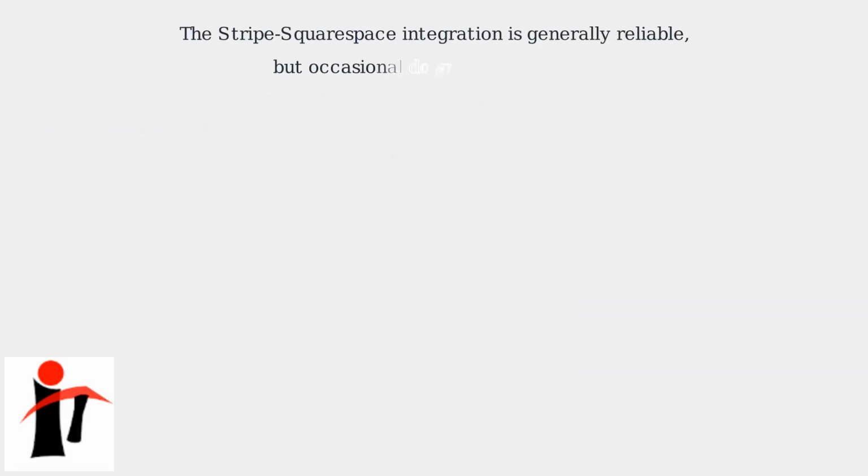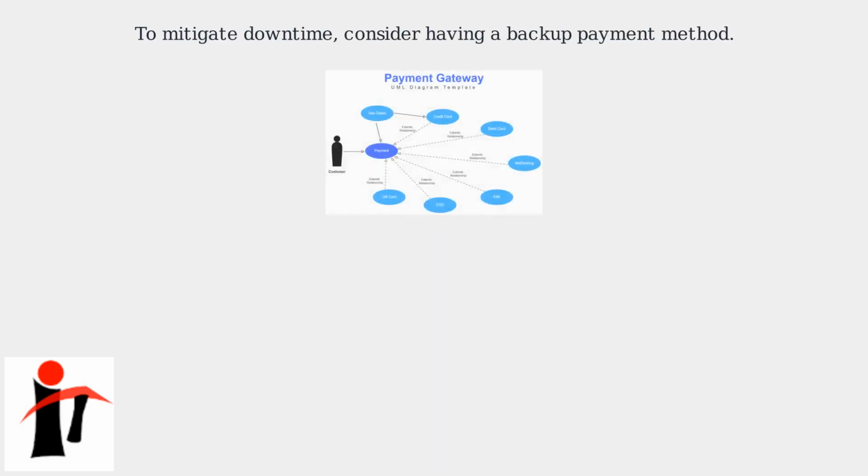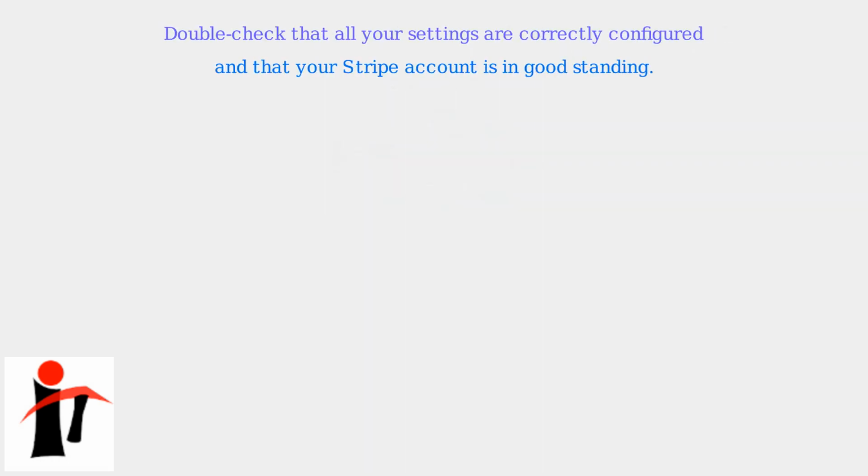While the integration between Stripe and Squarespace is generally reliable for handling payments and payouts, occasional downtime can occur, as experienced during Stripe's global outages in Q2 2025. To mitigate potential downtime issues, it's wise to consider implementing a backup payment method alongside Stripe. This ensures your e-commerce site can continue processing transactions even during service interruptions. Always double-check that all your integration settings are correctly configured in both your Squarespace dashboard and Stripe account. Ensure your Stripe account is fully verified and in good standing to avoid any connectivity issues.